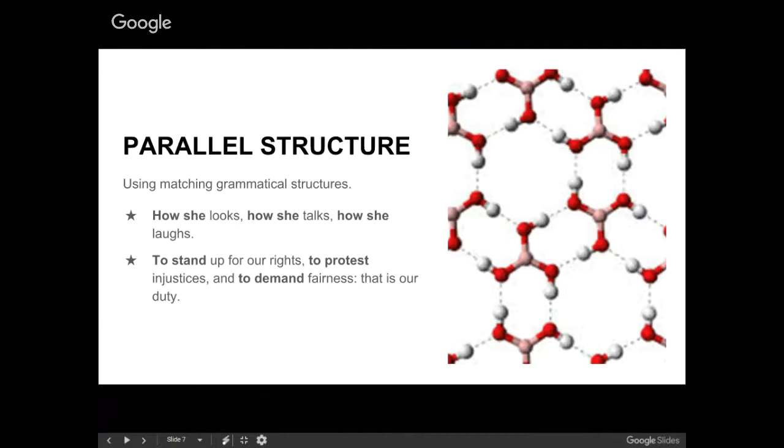Now, something totally different that's a little bit less repetitive, but very, very parallel, is the use of the word to and then a verb in this next one. To stand up for our rights, to protest injustice, and to demand fairness. That is our duty. Okay? Re-emphasizing with a similar structure of your actual sentence is what gives you that parallel effect. Okay, so that one's probably new.